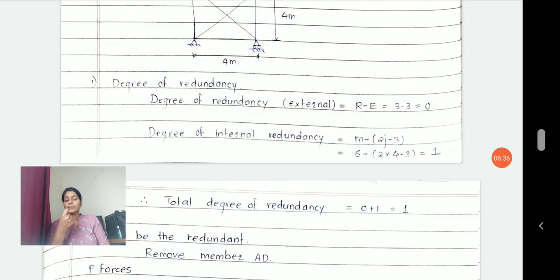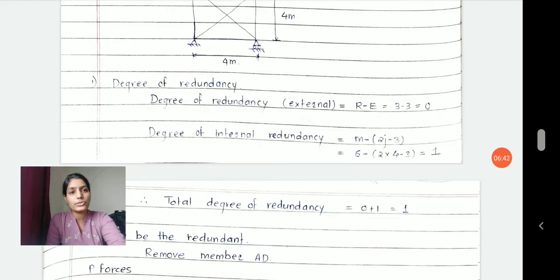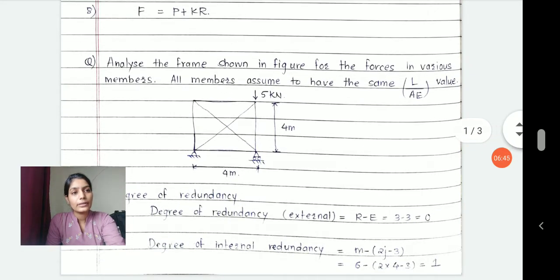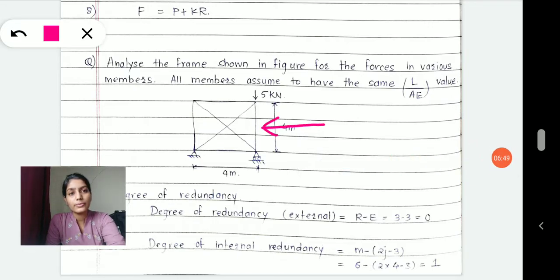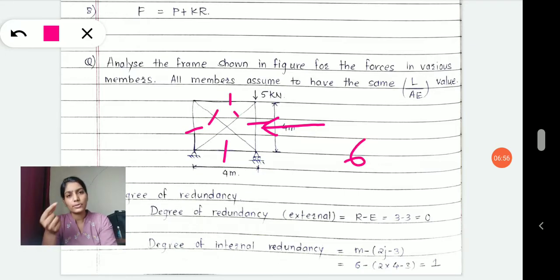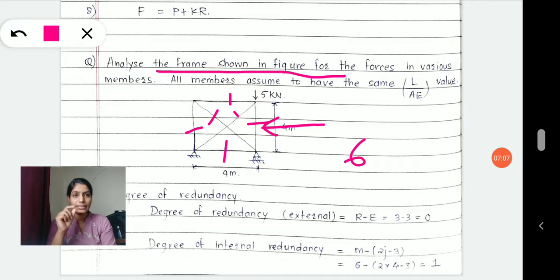Now we understood that there is 1 degree of indeterminacy, but which force to consider as redundant, that is the question. And see here, in this frame, now we have to choose. We have a total of 1, 2, 3, 4, 5, 6 members. Out of the 6 members, which member am I going to consider as redundant? Here they haven't asked us. They have asked us only to analyze the frame shown in the figure for the forces in various members.